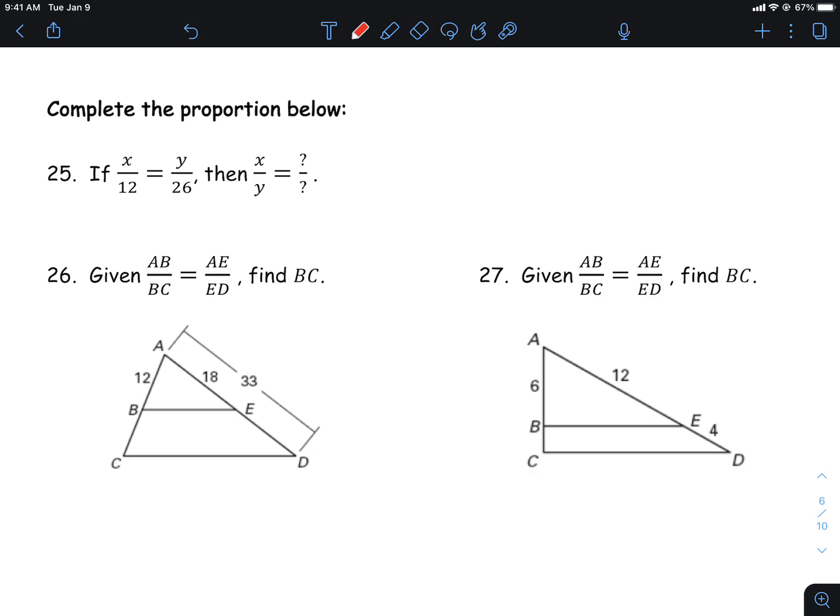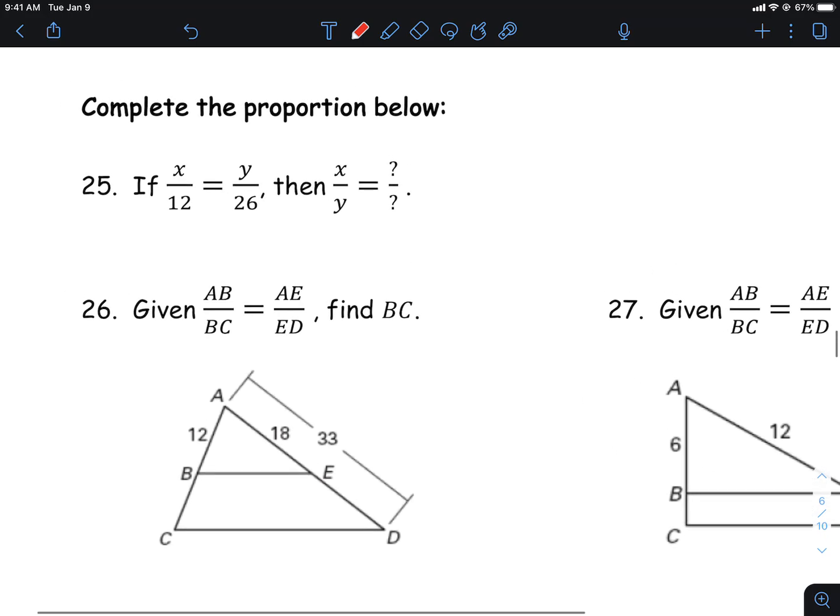Okay, next one here, we're going to be doing some proportional things. Let's see here. On this first one, they tell us if x to 12 is the same thing as y to 26, then what's another way to write it?